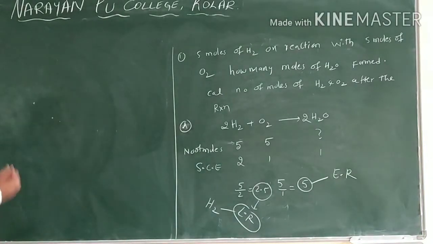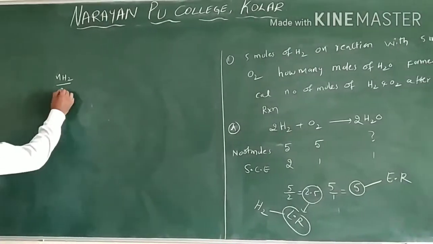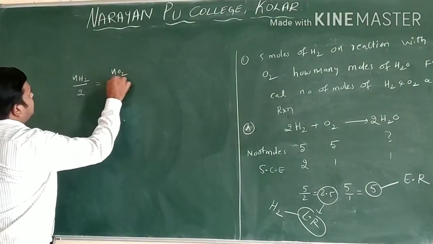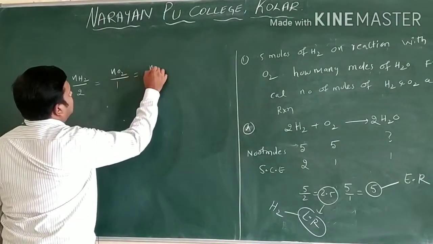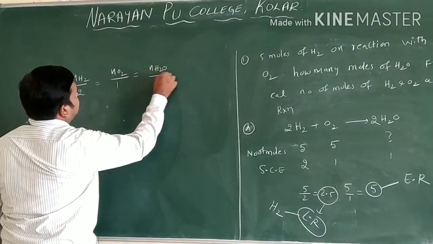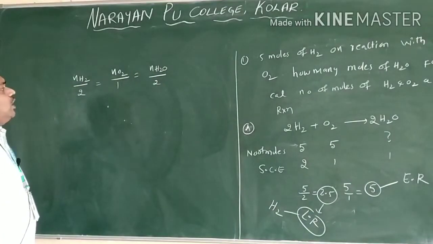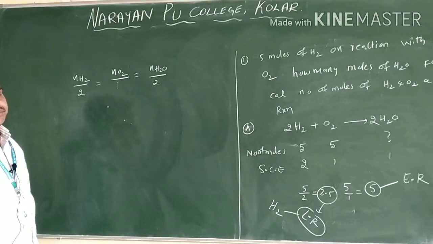Here I am taking the number of moles of H2 divided by its stoichiometric coefficient, which is 2, equal to the number of moles of O2 divided by its stoichiometric coefficient, which is 1, equal to the number of moles of H2 divided by its stoichiometric coefficient, which is 2. Clear? Now we have to find out how many moles of H2O are formed in the reaction.